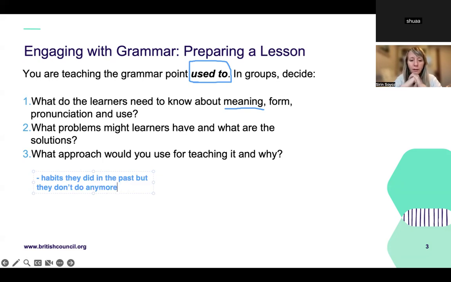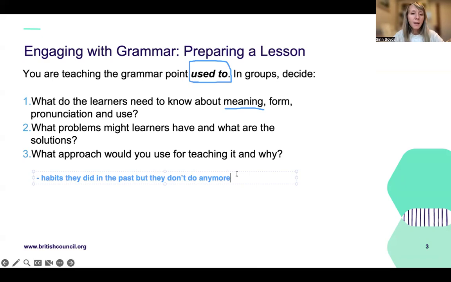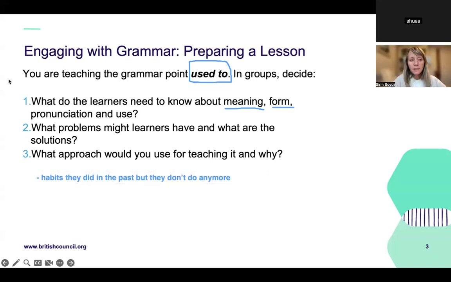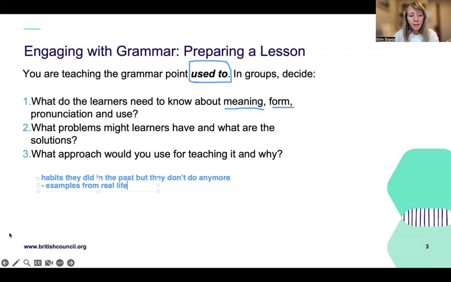Yes, so this is something, yes, we can focus on habits, routines, as you mentioned. Okay. In terms of form, what do you think they need to know about the form? If we focus on the form now, so we set examples from real life. Okay. Yeah.